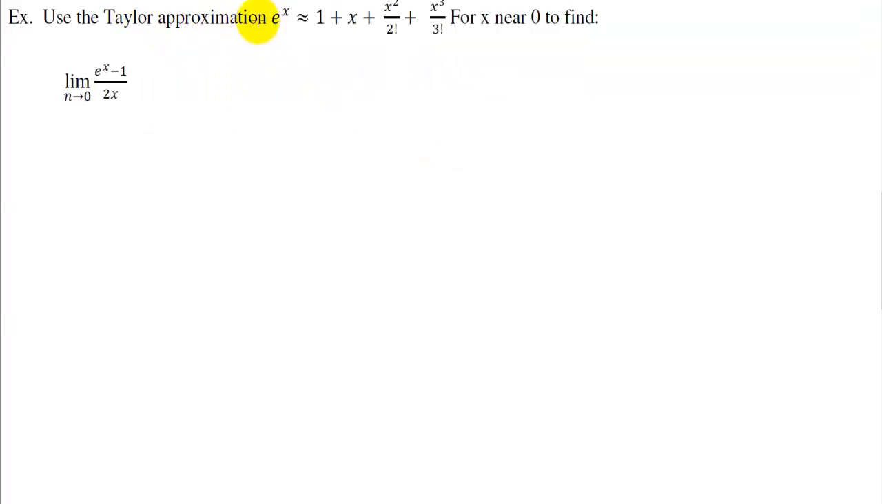Use the Taylor approximation that e to the x is 1 plus x plus x squared over 2 factorial, plus x to the third over 3 factorial, for x near 0, to find the limit as x approaches 0 of e to the x minus 1 over 2x.